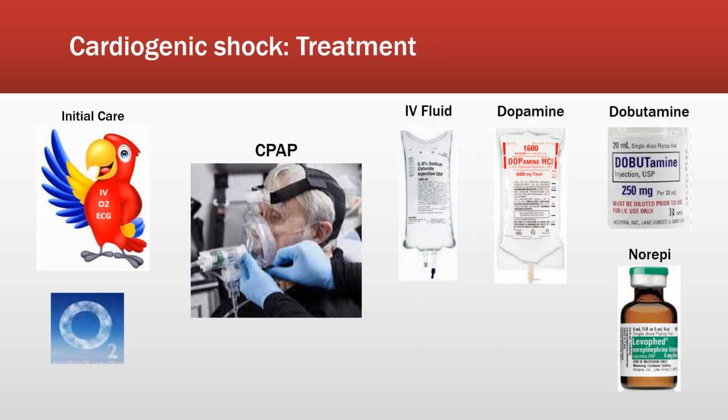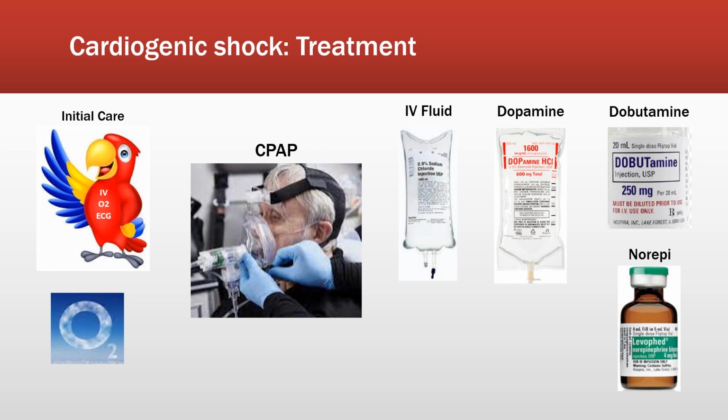Treatments for cardiogenic shock. Like I said, that initial care: IV, O2, monitor. Their O2 sats are going to be low, so supplemental oxygen is required. And you need to identify the underlying cause. If you have those crackles in the basilar lungs, you may think about that CPAP and pushing out that fluid so they can pass some gas, that O2 and CO2. If there's no crackles, you may think about some IV fluid. That's based on Starling's law. You've got to stretch that muscle so it can contract.